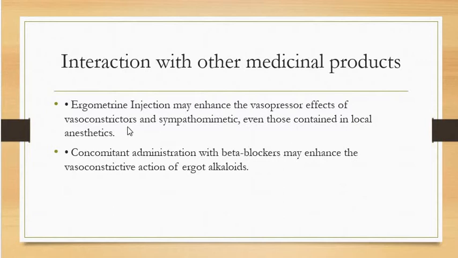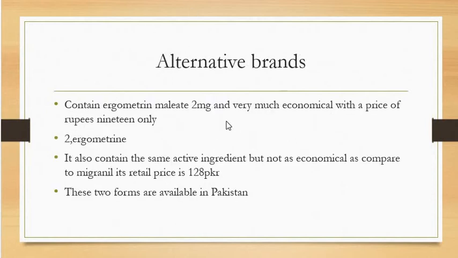Now, interaction with other medicinal products. Ergometrin may interact with other medicinal products, such as vasoconstrictors and local anesthetics, through vasopressor effects. Concomitant administration with a beta blocker may enhance the vasoconstrictive action of ergot alkaloids. So if you are using beta blockers, it will enhance the vasoconstrictive action of ergot alkaloids. These were the interactions with other medicines.